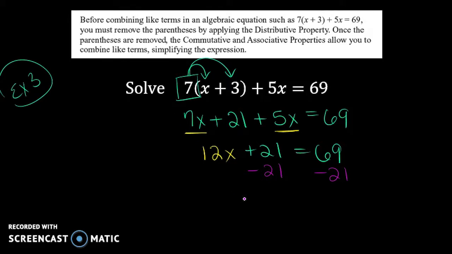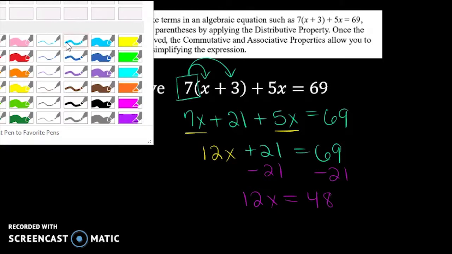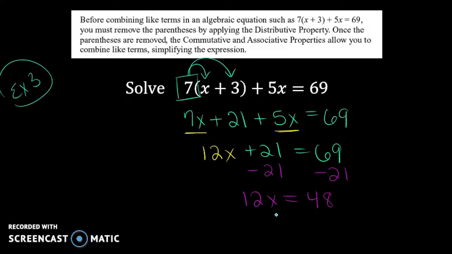So we will be left with 12x equals 48. And then to get rid of the 12, it's 12 times x, so we're going to do the opposite of that, which is divide. So we're going to divide both sides by 12, and we will get x equals 4.